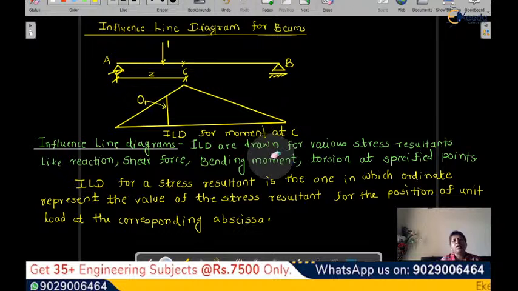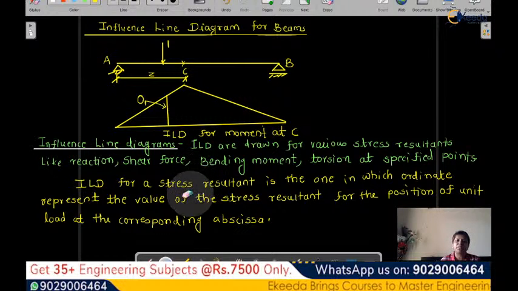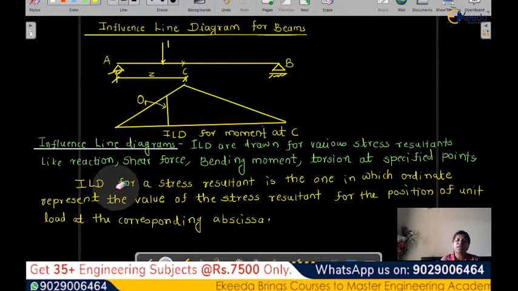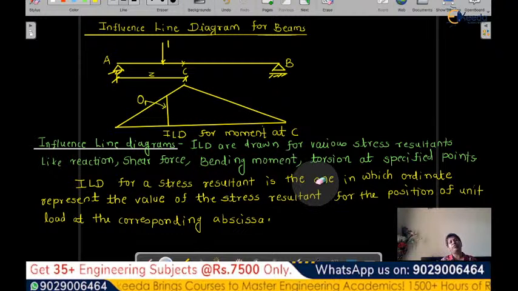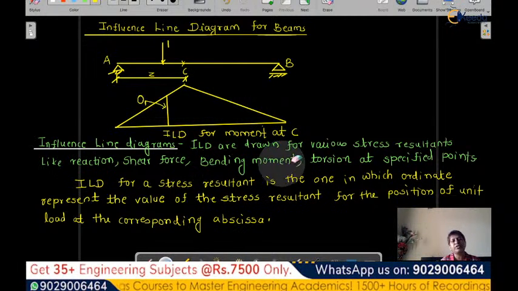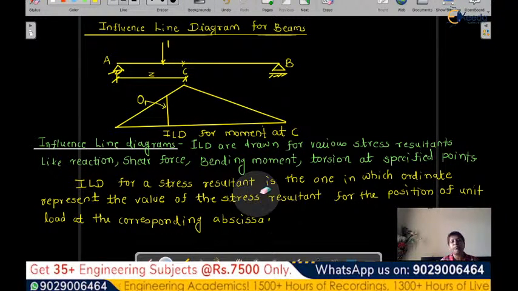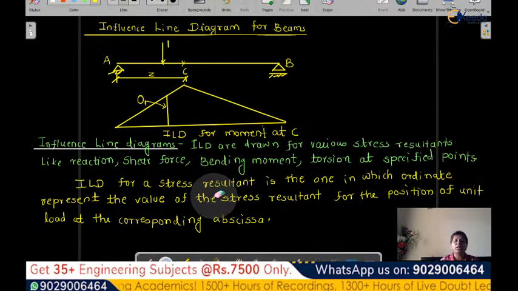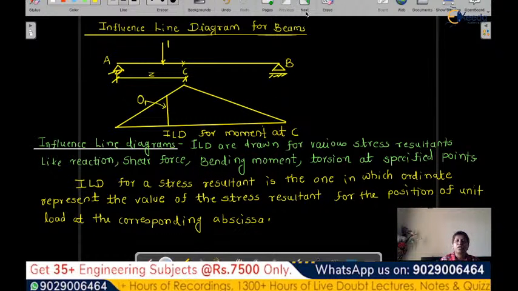So influence line diagram is drawn for various stress resultants like reaction, shear force, bending moment, torsion at specified points. And an influence line diagram for a stress resultant is the one in which the ordinate represents the value of the stress resultant. We are also going to solve a problem on this if time permits today. Otherwise, we are going to consider an overhanging beam problem. So let's see a question.